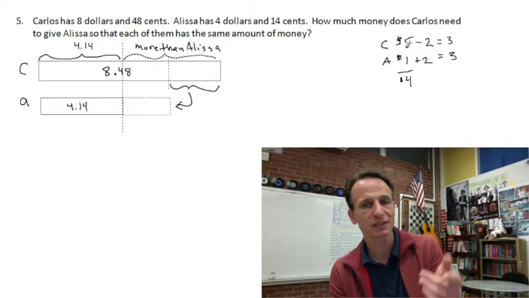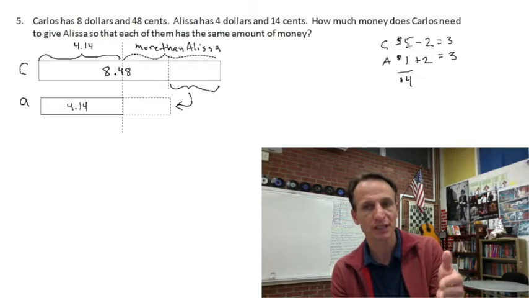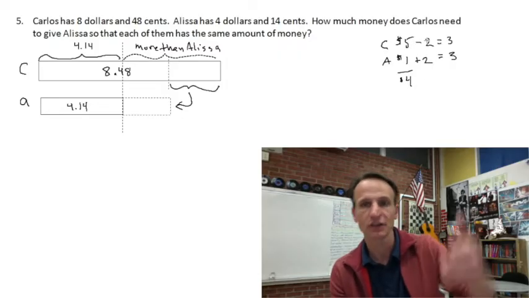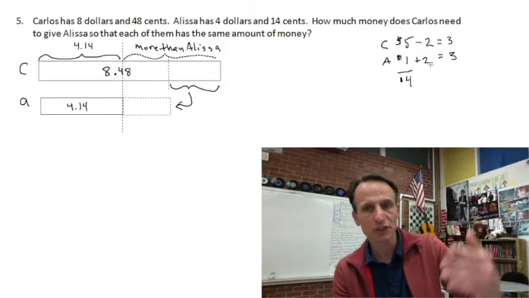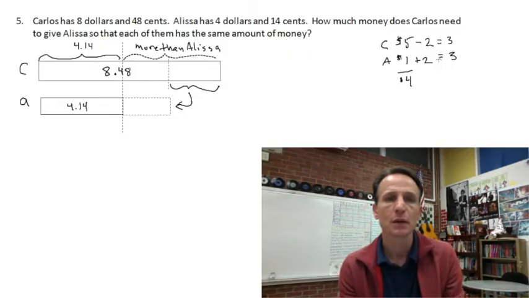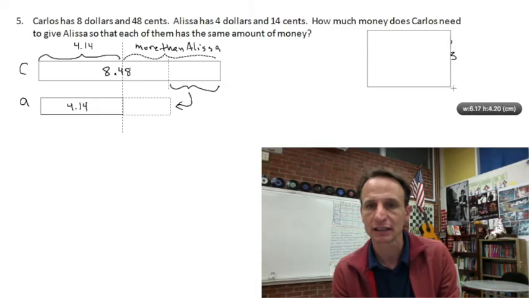So you see how it works? The difference between them, if you split it, is $4. You split that in half, take 2 from Carlos, give it to Alyssa, and they end up with the same. I'm doing this with simpler numbers so you can see it, but I could do this with any numbers.